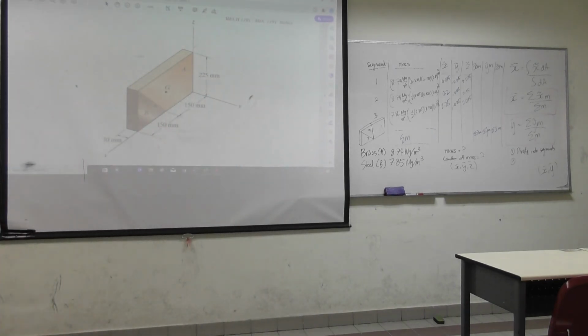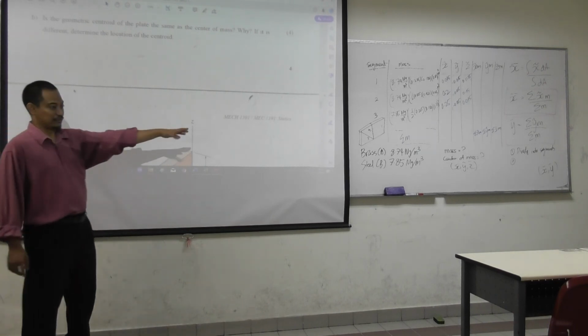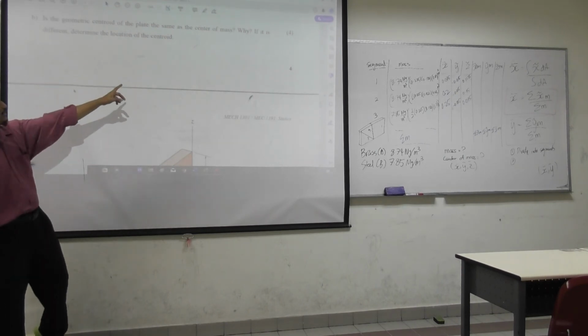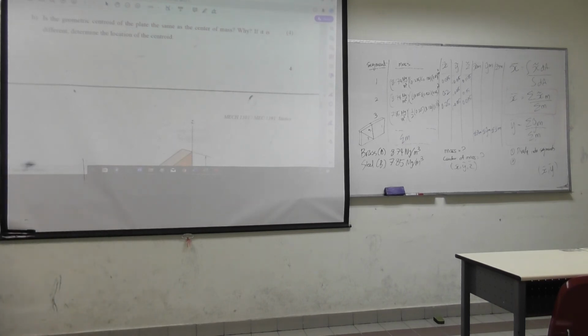Okay, just an understanding question here. Is the geometric centroid of the plate the same as the center of mass? Why? Should be no. Why? Because different material or different density, right? If it is different, determine the location of the centroid.